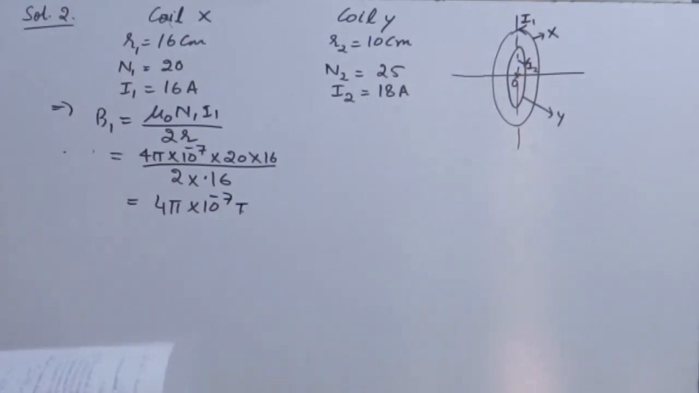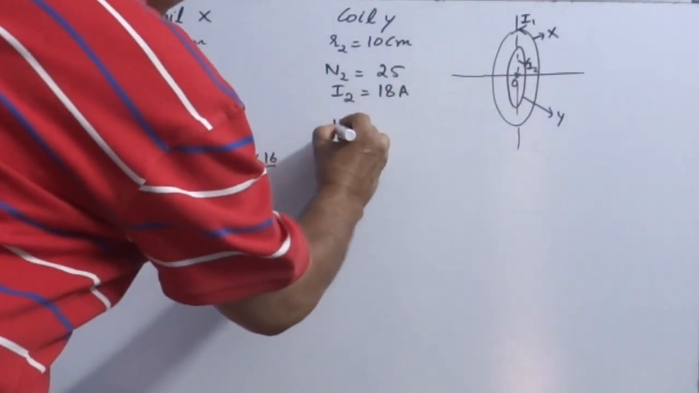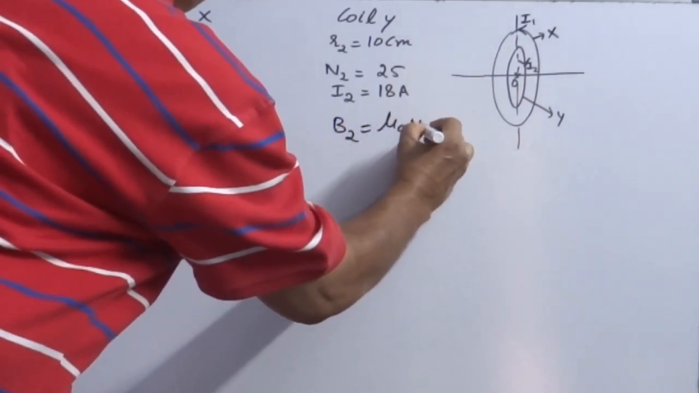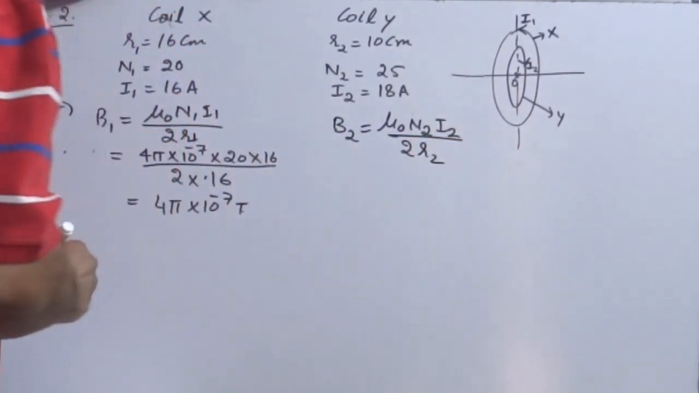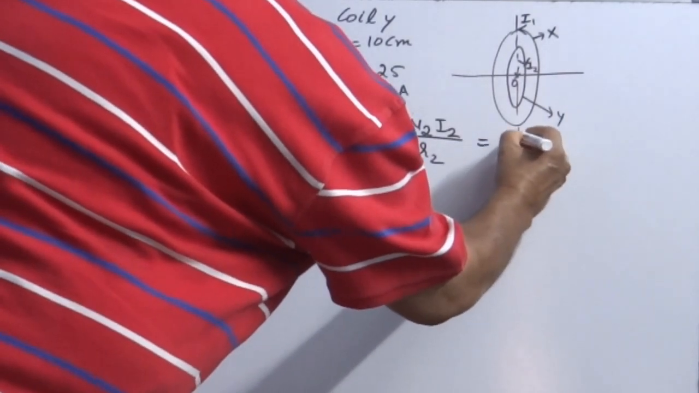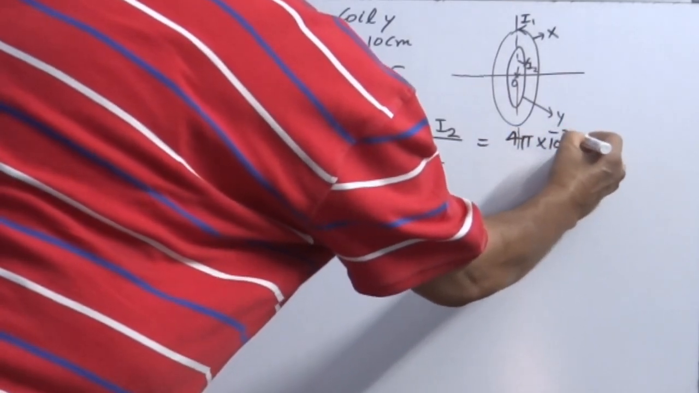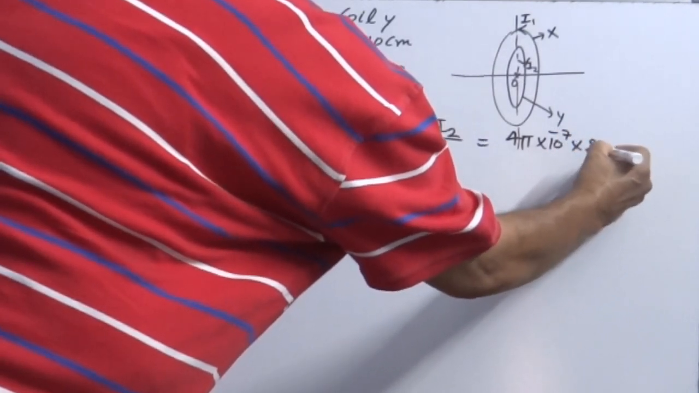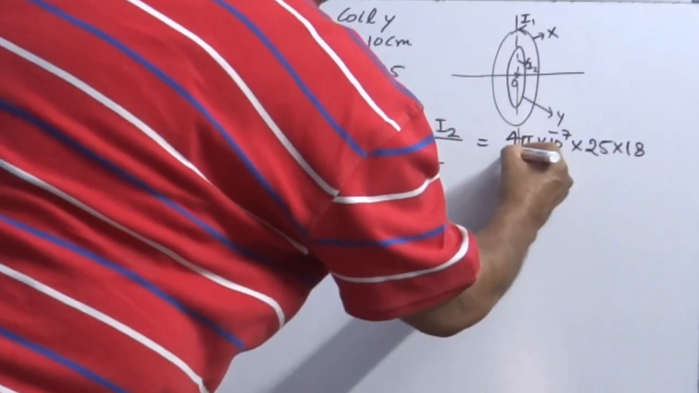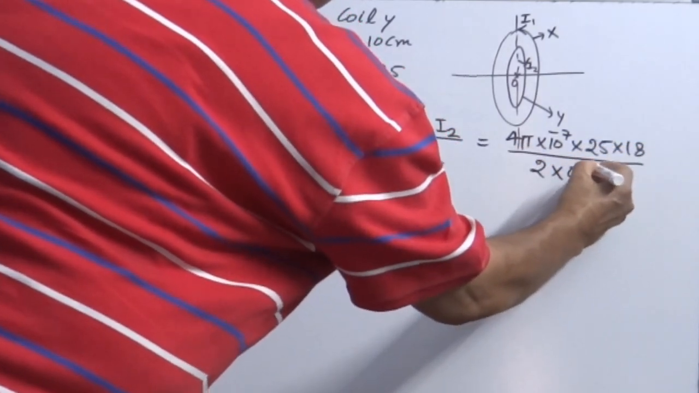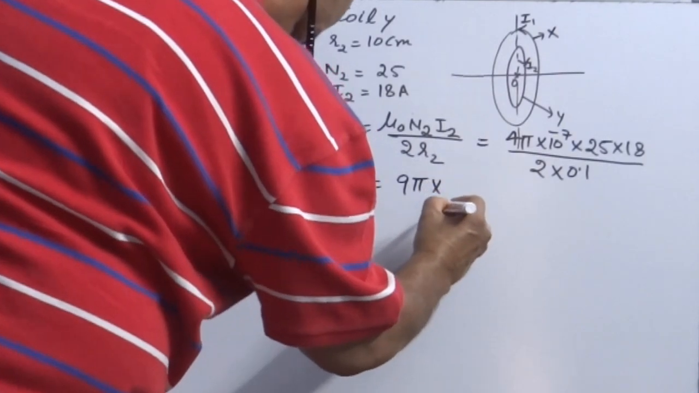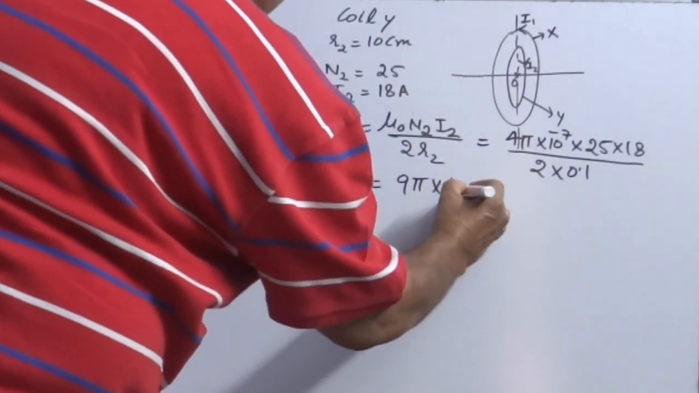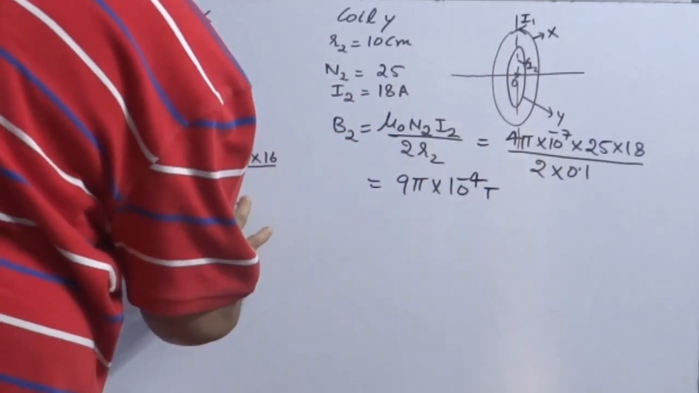Same formula you can use in the second question, for Y coil also. So you can say B2 is equal to mu naught N2 I2 over 2R2. This is R1. When you put the value, mu naught is 4 pi into 10 raised to the power minus 7, N2 is 25, I2 is 18, divided by 2R2 is 0.1. Your answer comes out to be, after calculation, 9 pi into 10 raised to the power minus 4 Tesla.